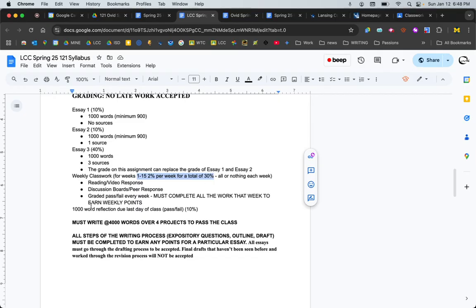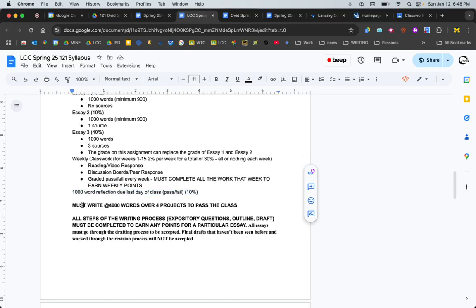The last assignment is a reflection. It's about 1,000 words, due the last day of class, and worth 10%. There are instructions and examples about how to do that, and we'll talk about it towards the end of the class. It's you writing a letter about what you learned about yourself as a writer and what you learned about writing. It's not an essay, it's a letter.